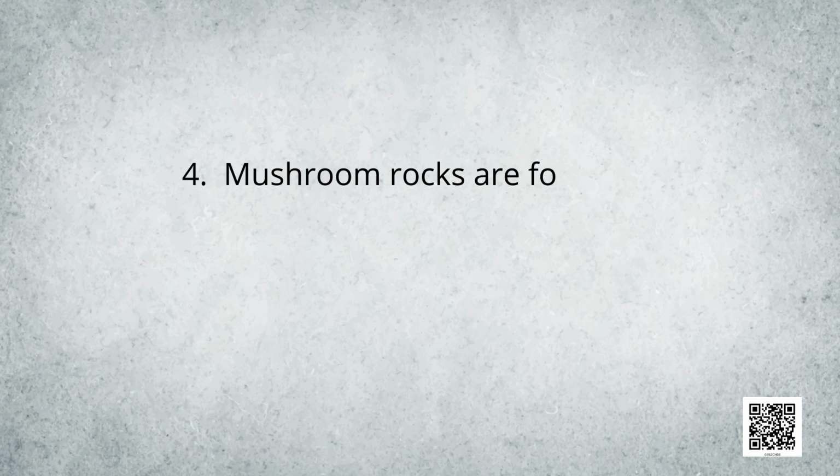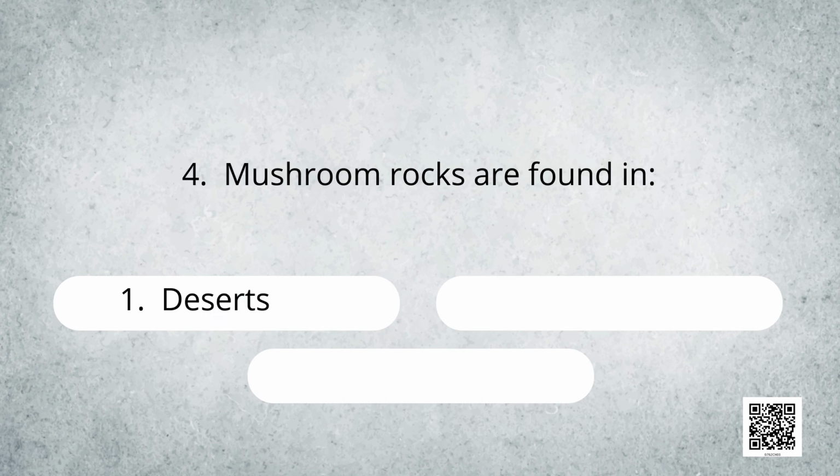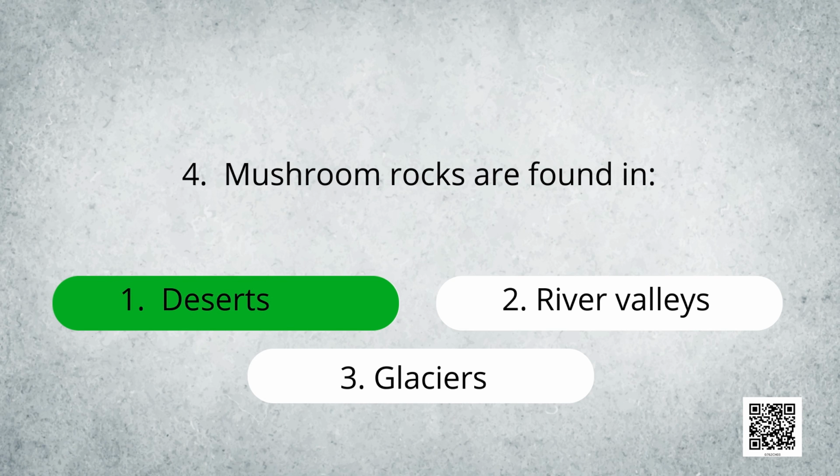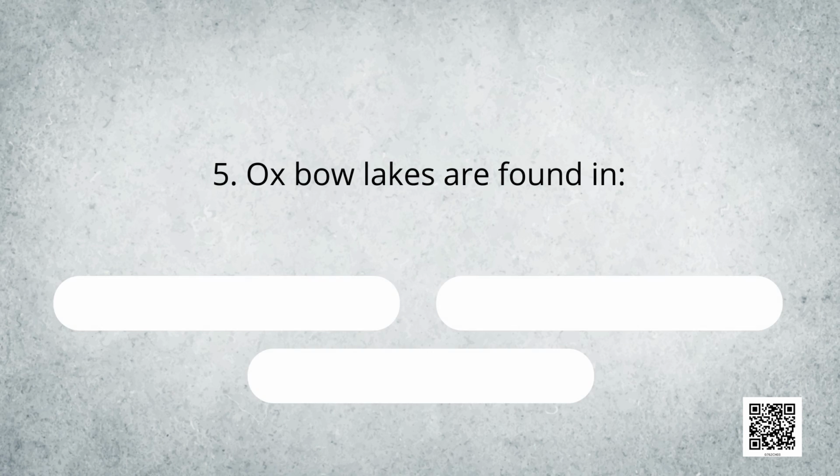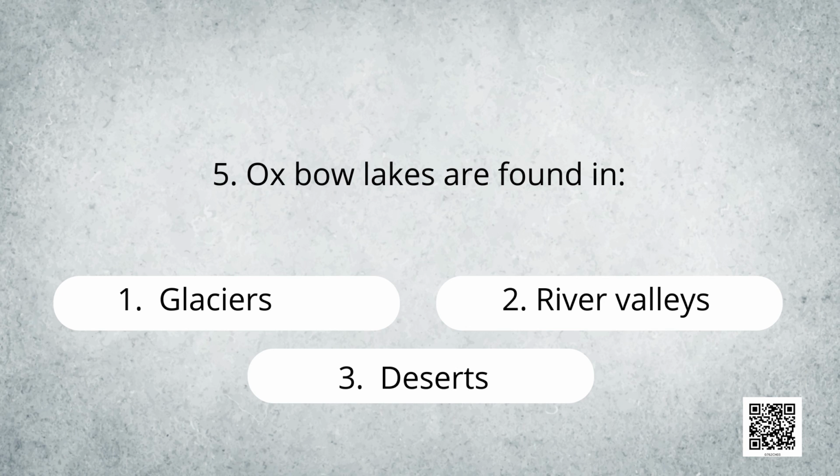Look at the next sentence. Mushroom rocks are formed in, your options are deserts, river valleys or glaciers. Correct, deserts. Next statement. Oxbow lakes are formed in, options are glaciers, river valleys, deserts.